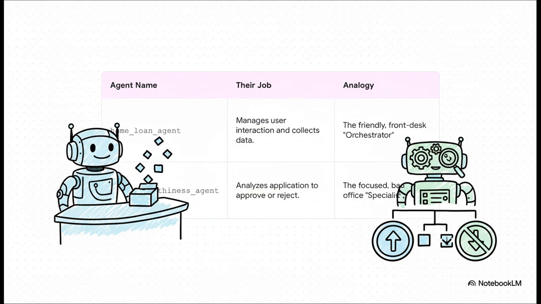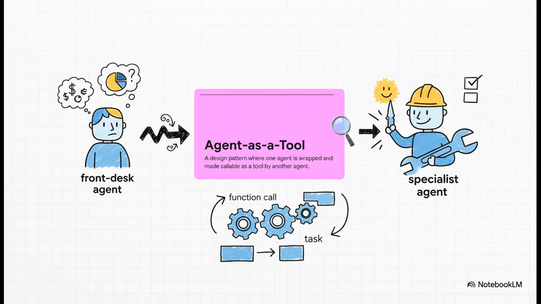Then, you have the creditworthiness agent. This is the focused, heads-down, back-office specialist. This agent never, ever talks to the customer. Its one and only job is to take that final application and make the call, approve or reject. And this whole setup is just a brilliant example of a powerful design pattern called agent as a tool.